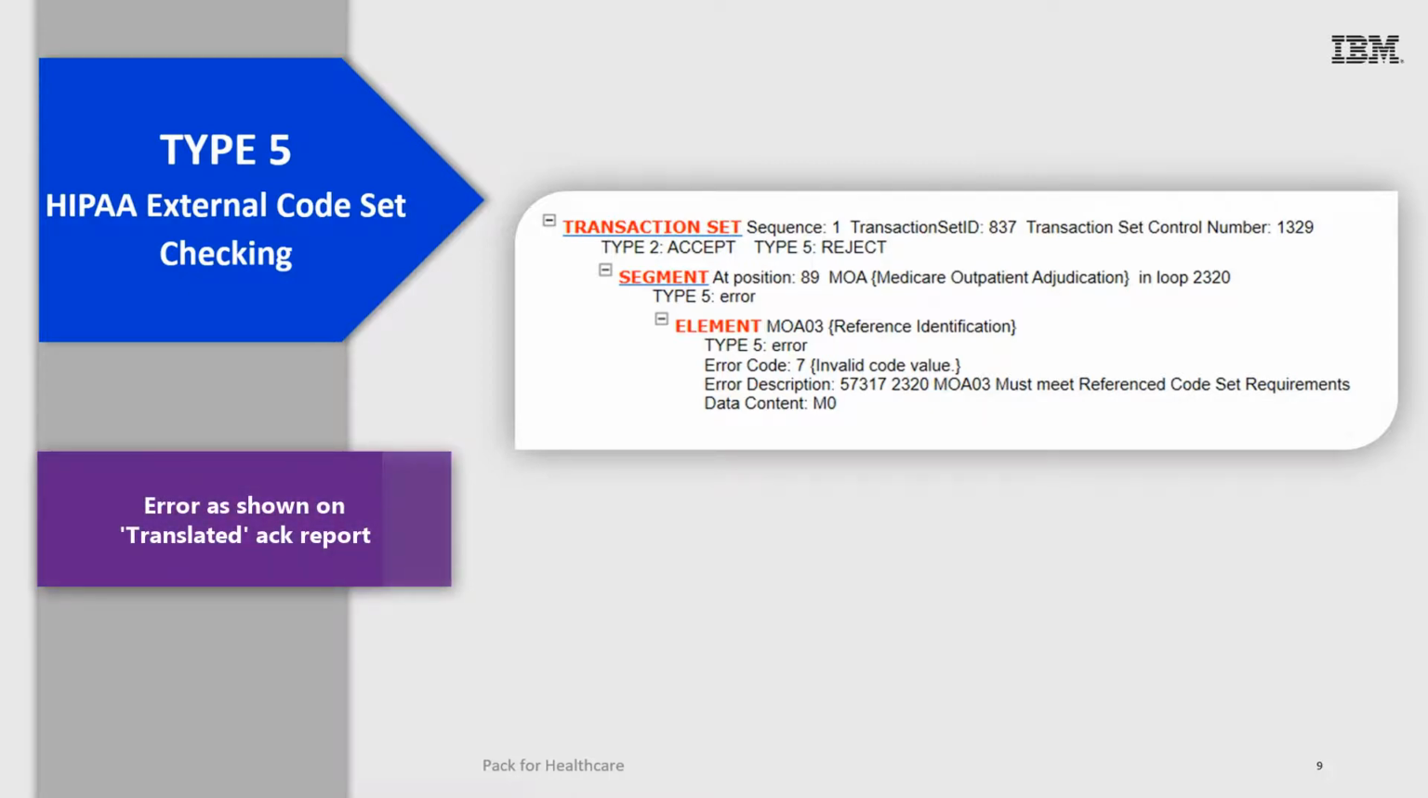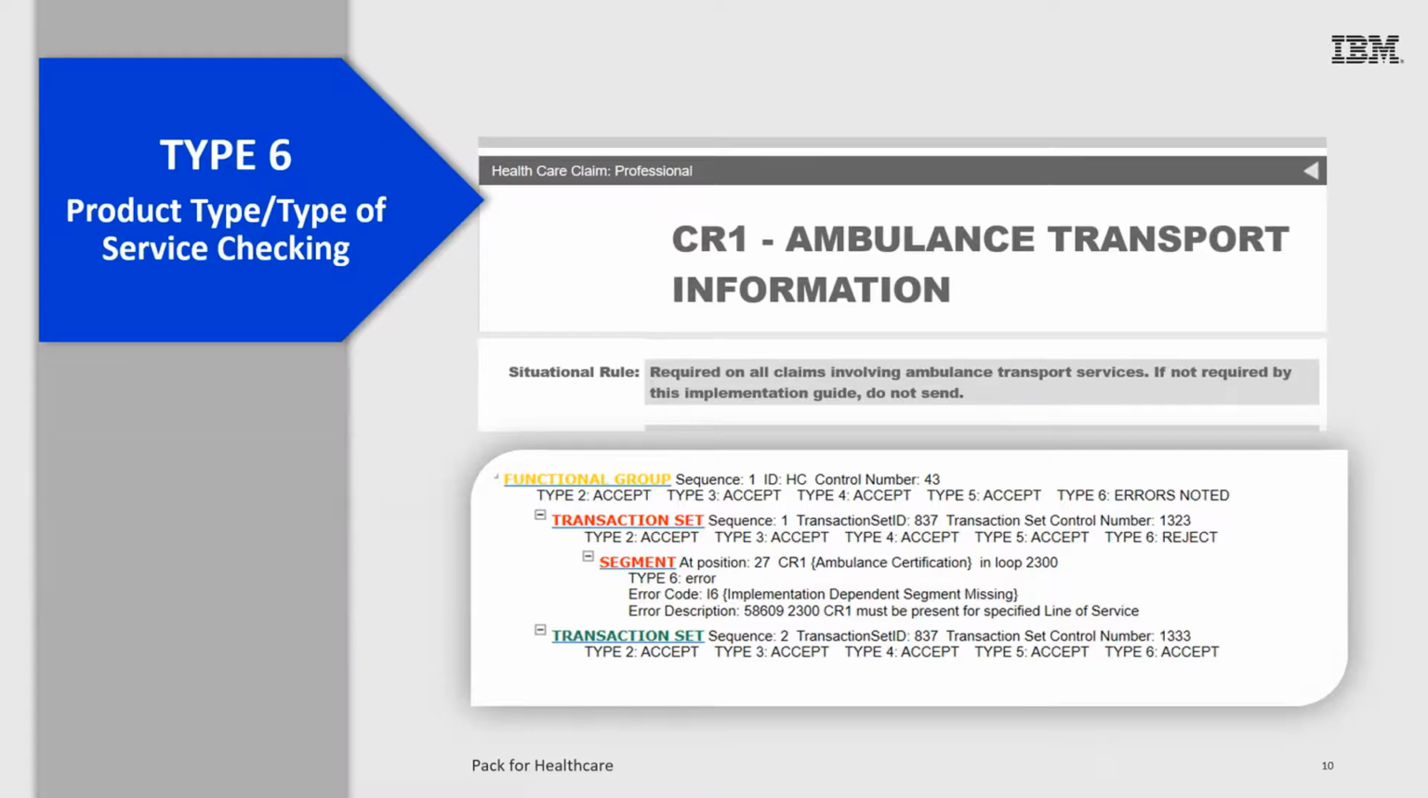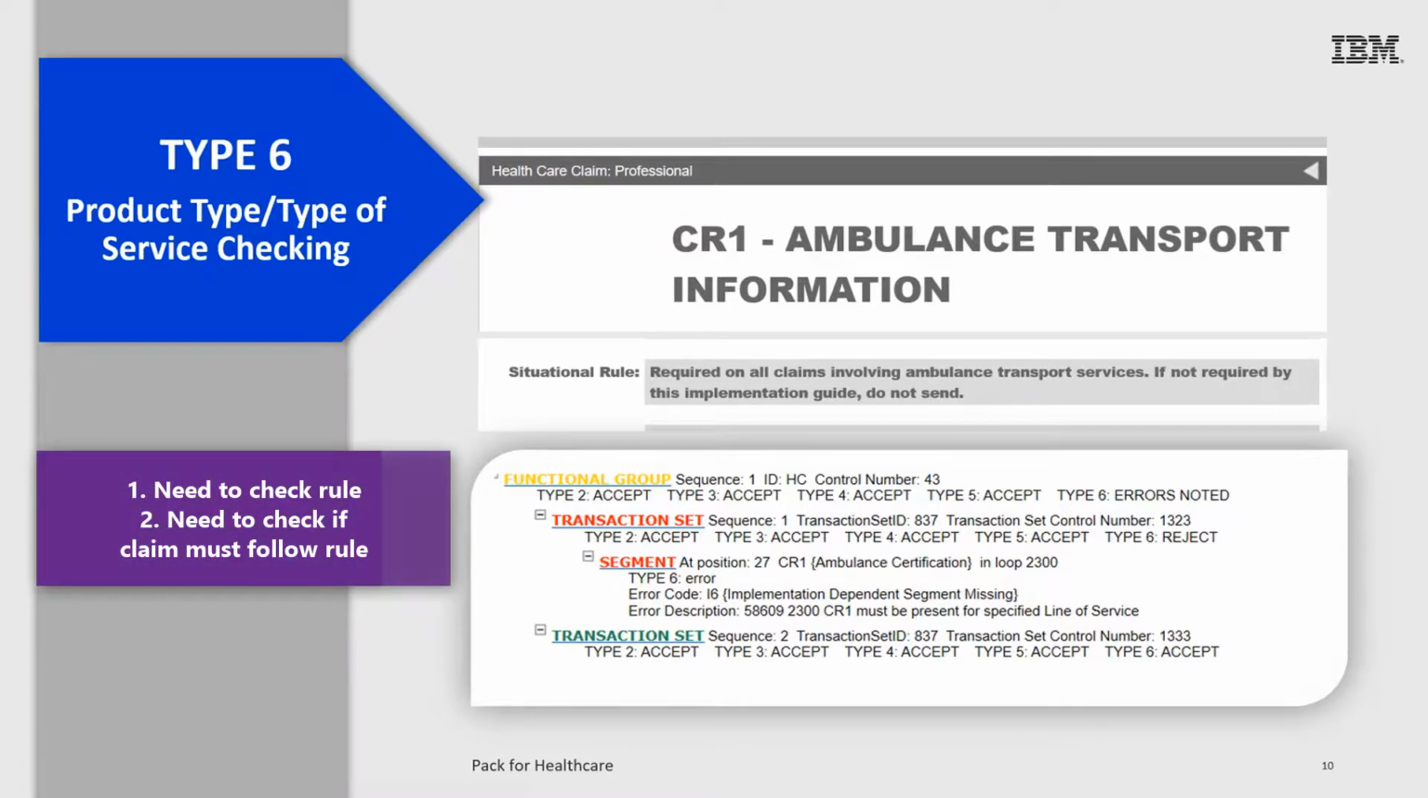To understand how Type 6 rules are processed in HIPAA data compliance, I like to think of them in two parts. First, there's the main rule you are enforcing. For example, the CR1 segment must be present for a specified line of service. Secondly, you need to determine whether the claim involves this line of service. As the line of service is determined by specific code values and elements, these are also lookups similar to the Type 5 checks.